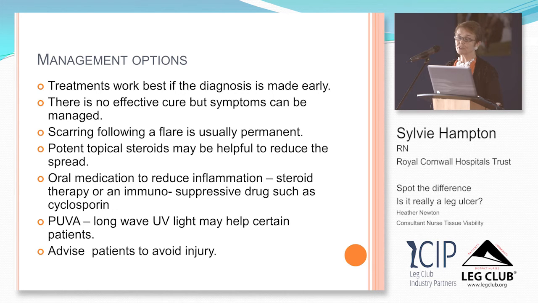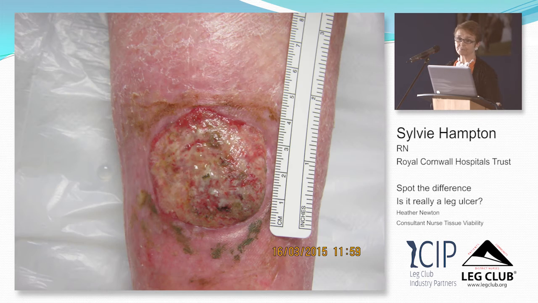Oral medication to reduce inflammation, steroid therapy, or an immune suppressive drug such as cyclosporin. PUVA, long-wave UV light, may help certain patients, and advise patients to avoid injury. So what's this wound? This is not a normal-looking wound, is it? It's definitely got that sort of unhealthy look to it.